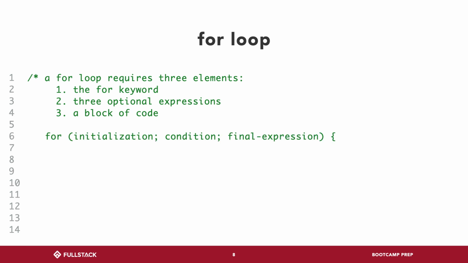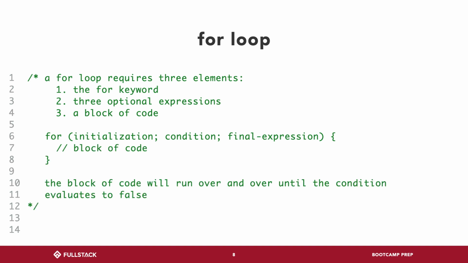Those 3 optional expressions can be thought of as the initialization, the condition, and the final expression, okay? And then your block of code. The block of code will run over and over until the condition evaluates to false. Exactly the same as a while loop. These things are interchangeable, okay?